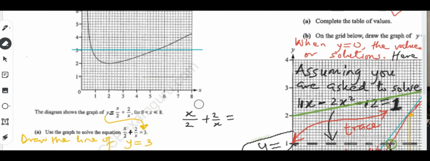Okay. What about if you're given this? x over 2 plus 2 over x equal to x plus 3. What will you do to solve this equation?